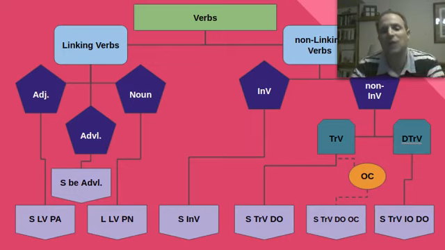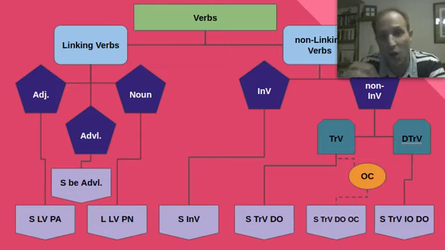Note as well that we can also have adverbial modifiers here. So we can talk about, the book is on the shelf. And on the shelf tells us information about the location of the book. So the book is where? On the shelf. And this is basically limited to the be verb.